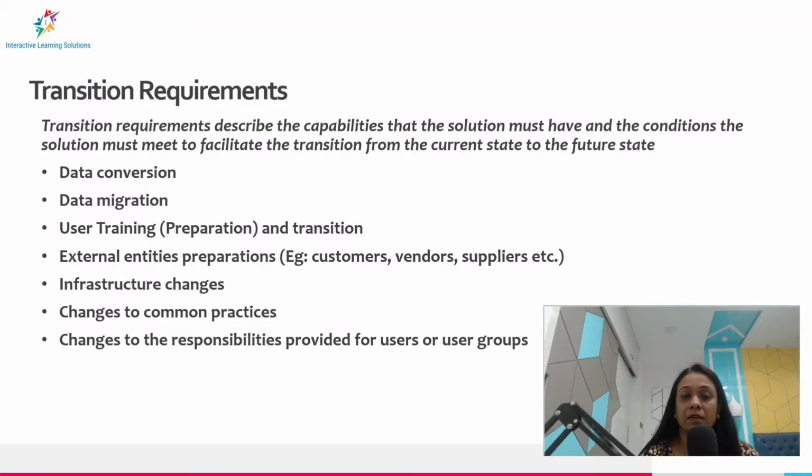So take a look at your screen right now. On your screen right now, you can see some examples of transition requirement like data conversion, data migration, user training, preparation of external entities, infrastructure changes, changes to some common practices or policies, and changes to responsibilities of users and user groups. These are all examples of transition requirements. So now let me explain transition requirement with the help of a project scenario.